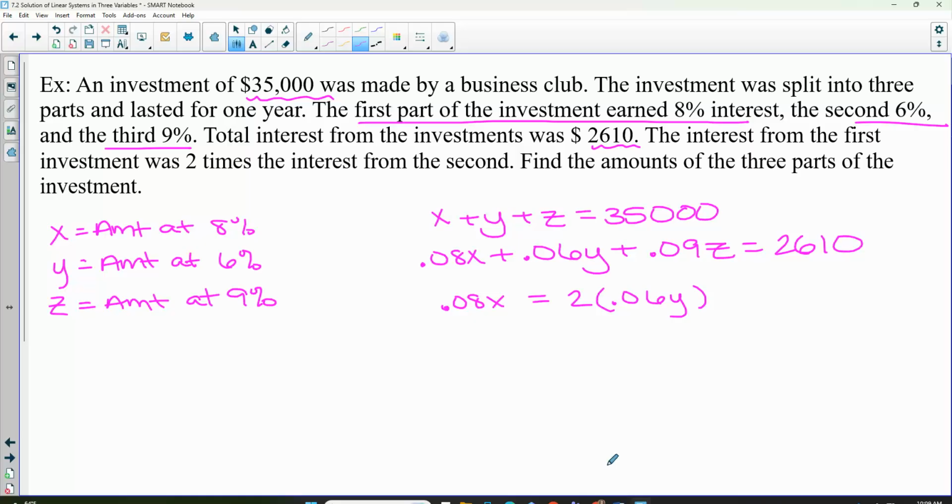Okay, if I look, my last equation only has which variables in it? X and y. So what I would do is start with the first 2 and get rid of z. Since my third equation already doesn't have a z, let's get rid of it here. To do that, I would have to multiply the top one times negative 0.09 because I'm getting rid of the z.